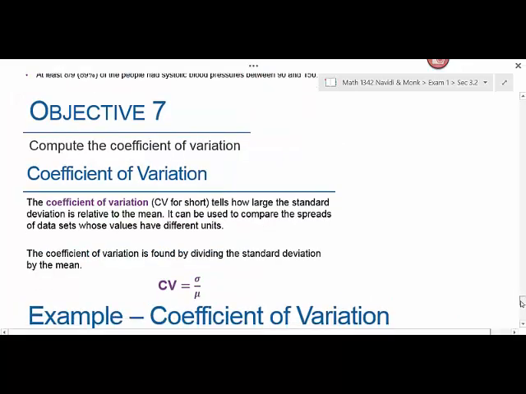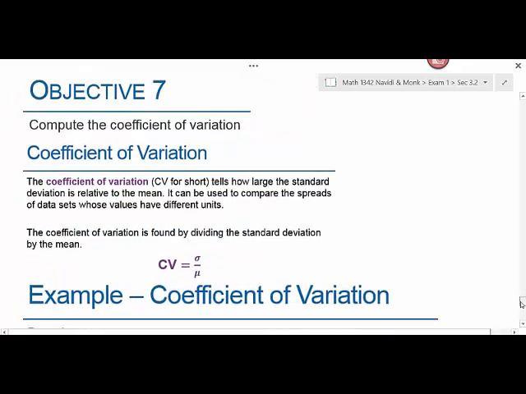Objective 7 is a coefficient of variation. This is not difficult. It's not going to be on your test, but I want to explain it because it is a way that we can compare the measure of spread for things that are measured on different scales. The coefficient of variation, or CV for short, tells how large the standard deviation is relative to the mean. It can be used to compare the spreads of data sets whose values have different units.